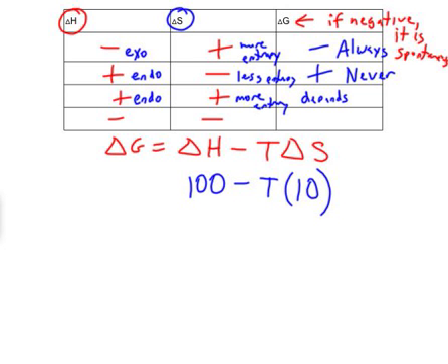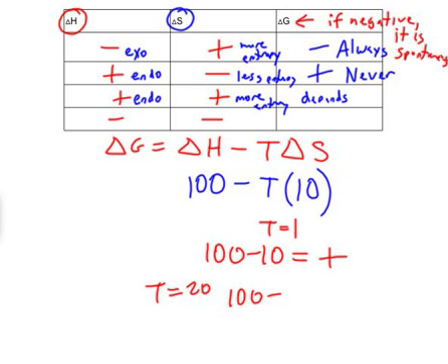Well, if we look at it, if T is really small, let's say T has a value of 1. So if T has a value of 1, this is going to be 100 minus 10. This is going to be positive. So that's not going to work. But if T is larger, let's say that T had a value of 20, then we have 100 minus 20 times 10, and 20 times 10 is 200, so that gives me negative 100, so that's negative. So we notice that as temperature gets larger, the delta G becomes negative. So when is this spontaneous? This is spontaneous at high temperatures. So at high temperature, delta G is negative.